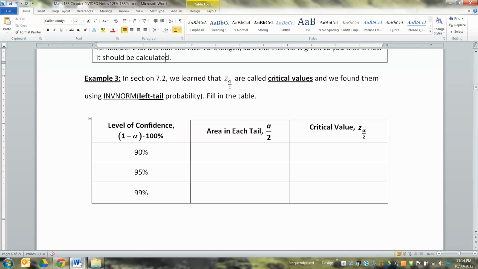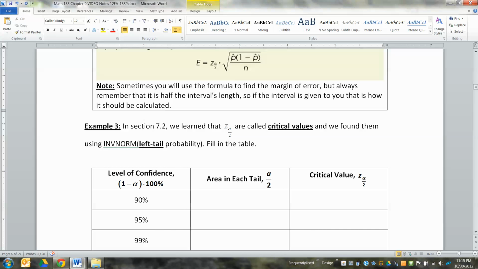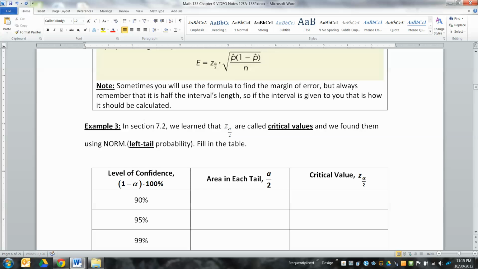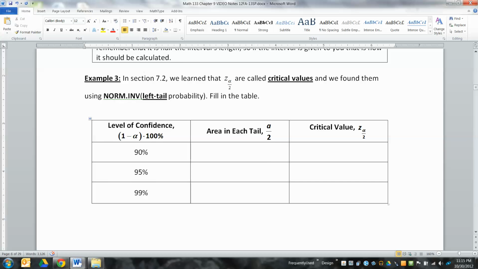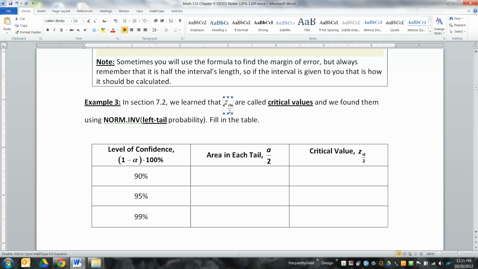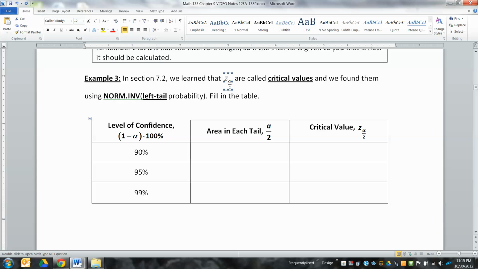All right, now in section 7.2, we learned about z-scores and how to find them. Namely, we have to use inverse norm. It's norm.inv for Excel. So you can use the norm.inv function, and then we kind of play around with that. I'll actually fiddle with this just a little bit. Or we can use StatCrunch to find it. Now, keep in mind that when you have a z-score like this, it means that the area in the right tail is equal to alpha over 2.